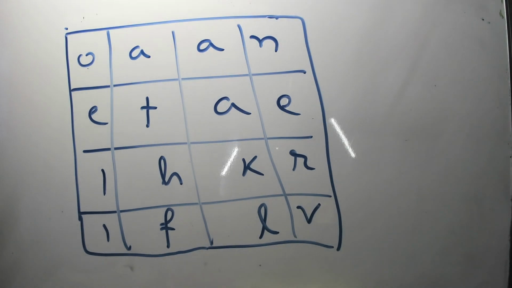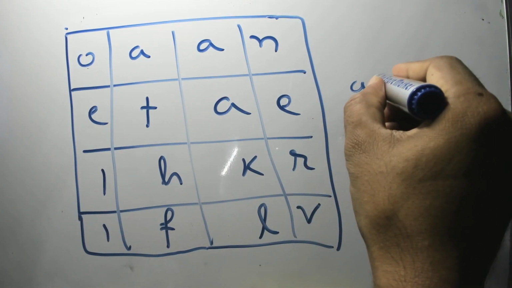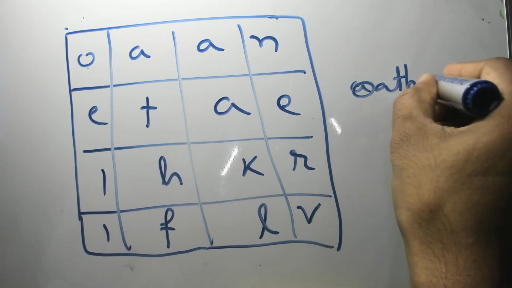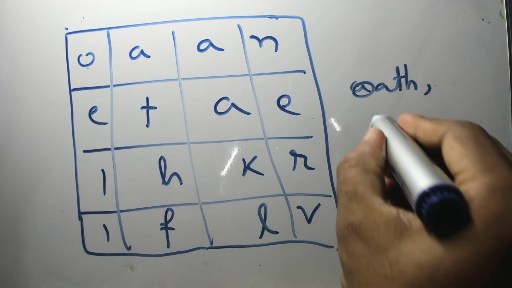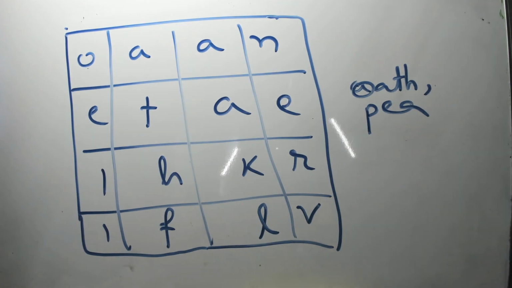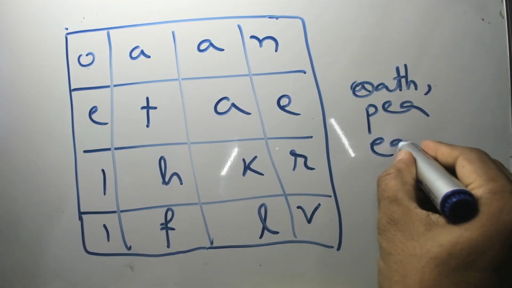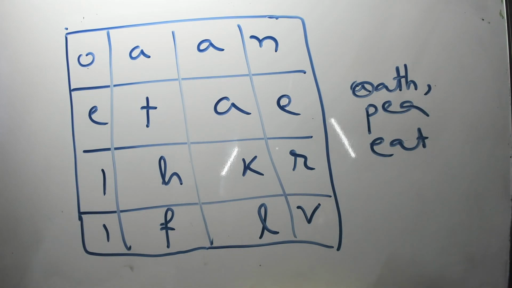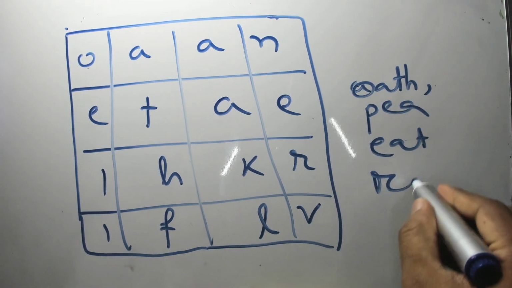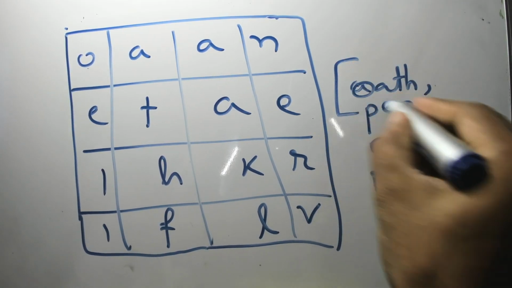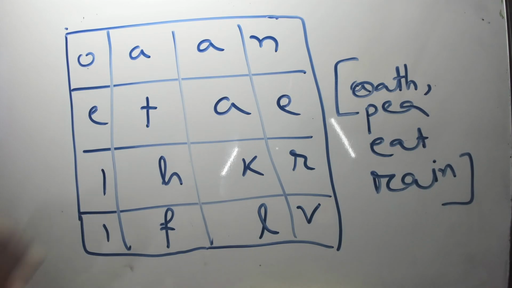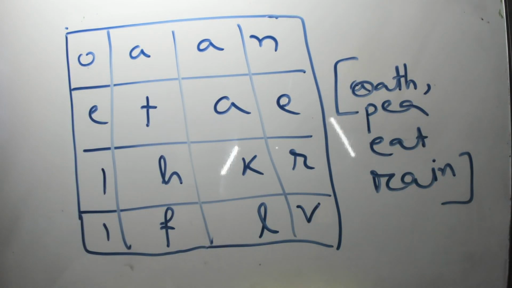The words that we need to search inside this grid are oath, pea, eat, and rain. Now if we try to search these words, we can find that the words present, or the words we can construct using the grid, are eat and oath.